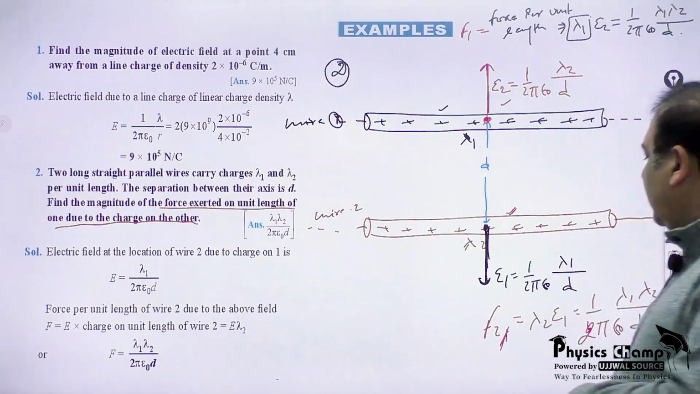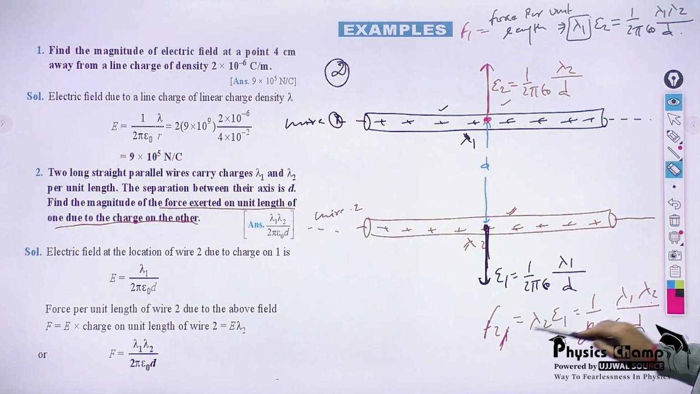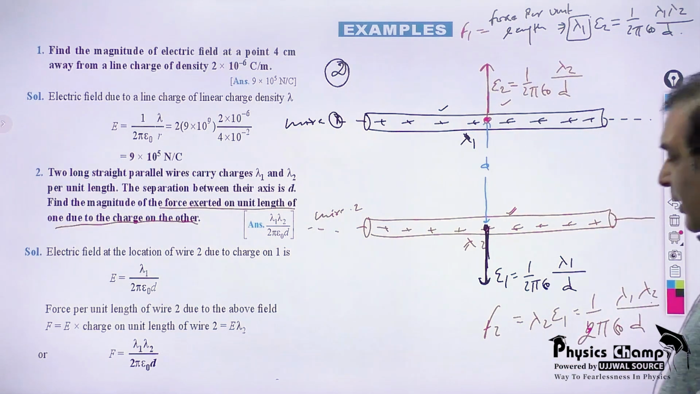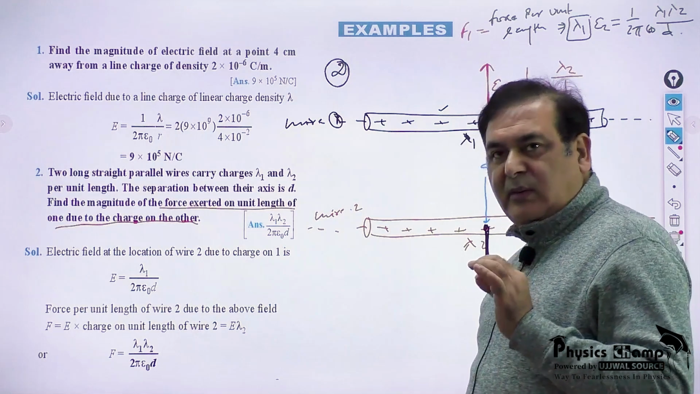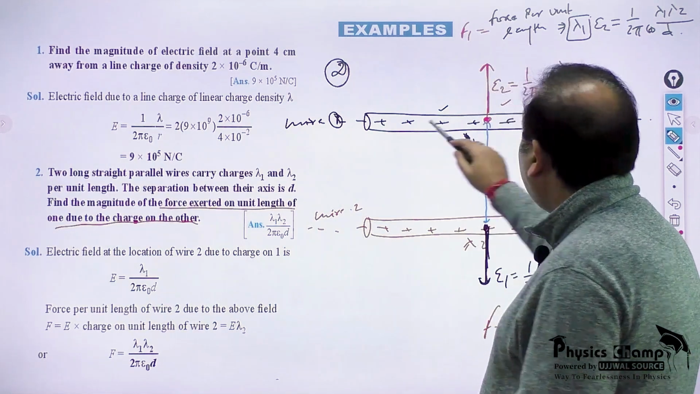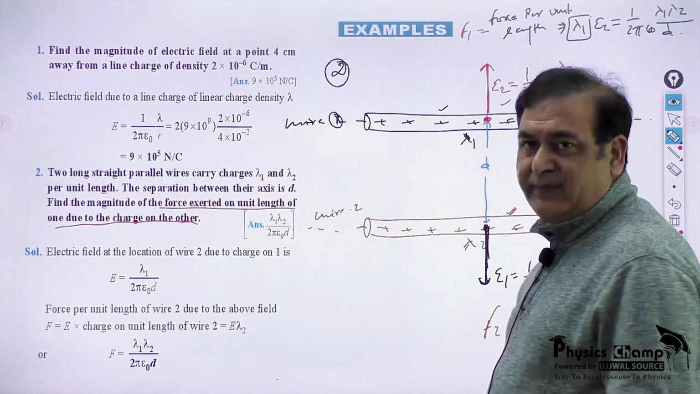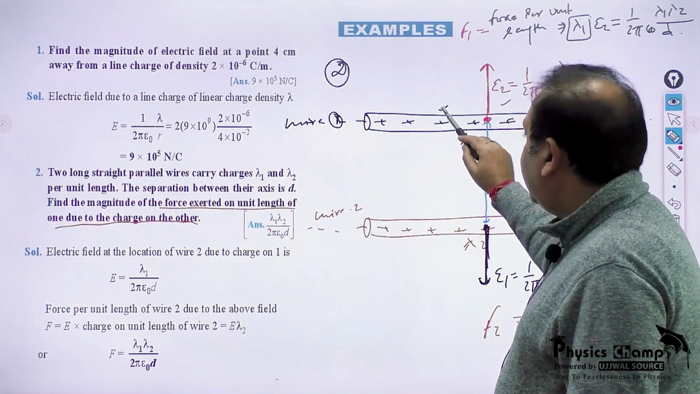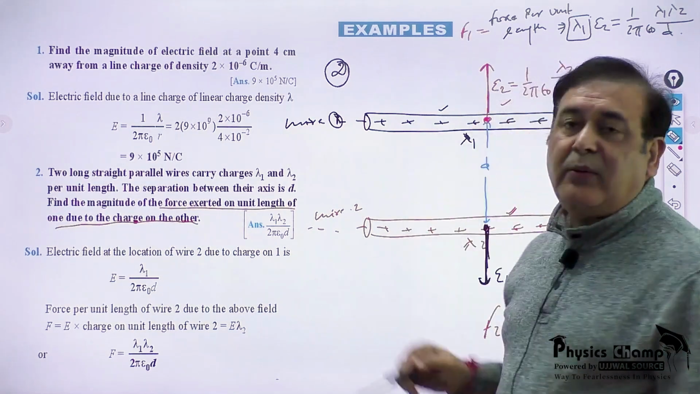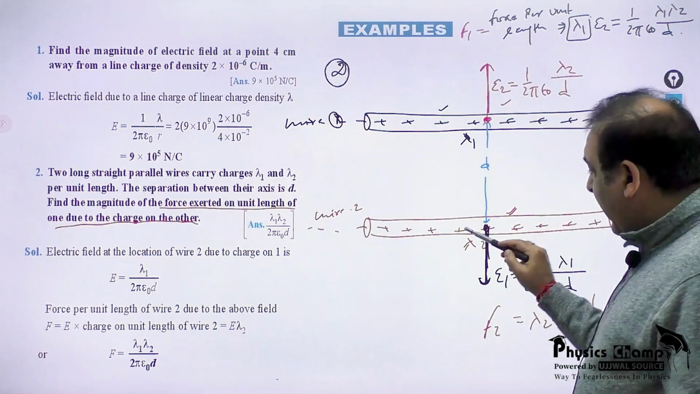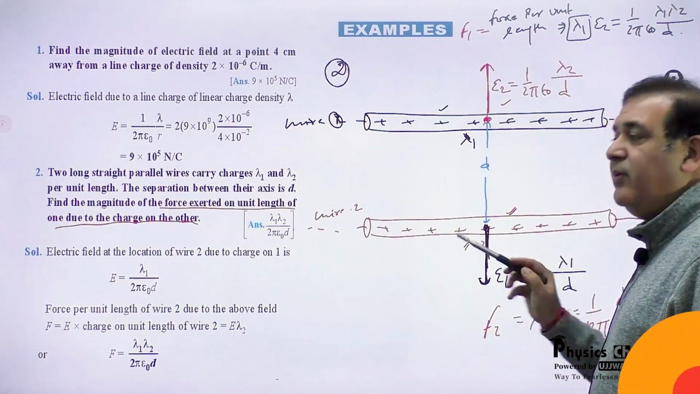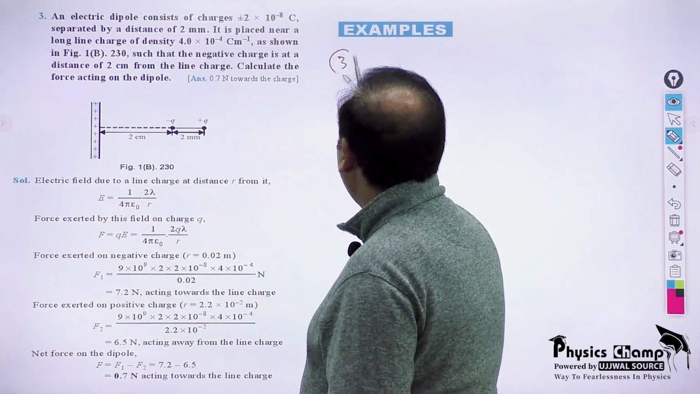Thus this is force per unit length on both the wires. Remember, the charge on the wire itself will not provide electric field on its own. If anyone is providing electric field on the wire 1, it is only due to the charge on wire 2. Similarly, if anyone is providing electric field on wire 2, it is due to the charge on wire 1. Now question number 3 is another interesting question.